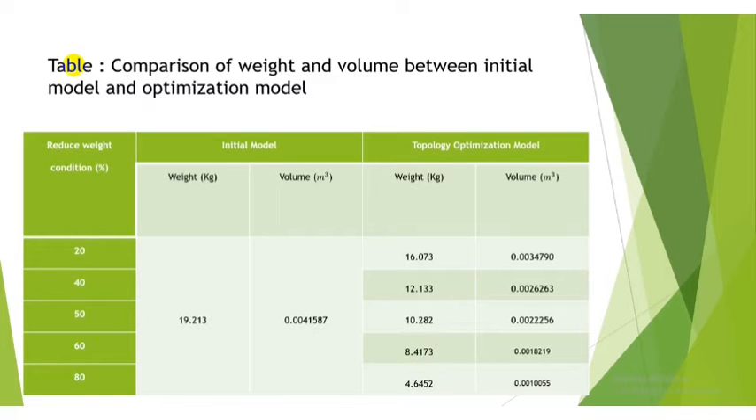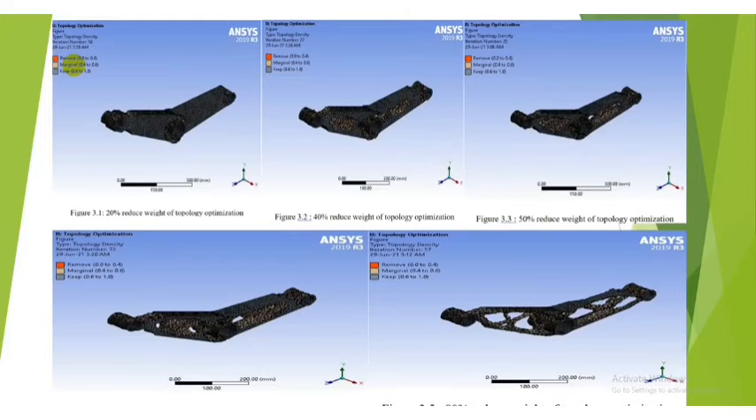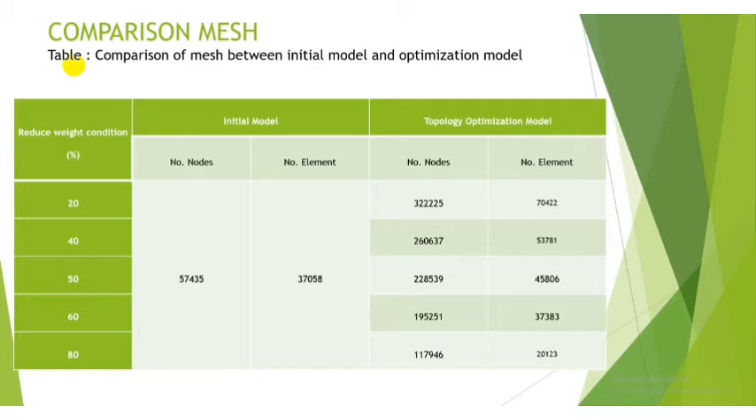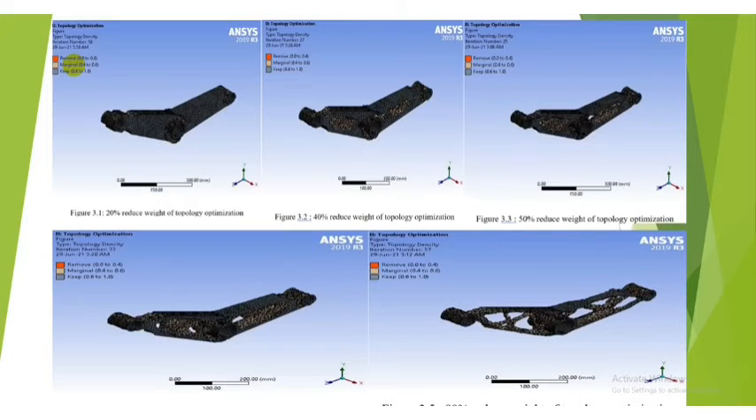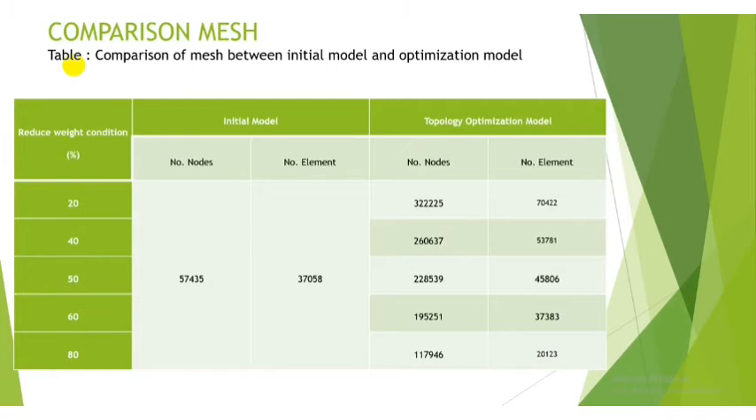This is our graph for our design. As you can see, the first one is for 20%, second one is for 30, third one for 40, and then 50, 60 and 80.